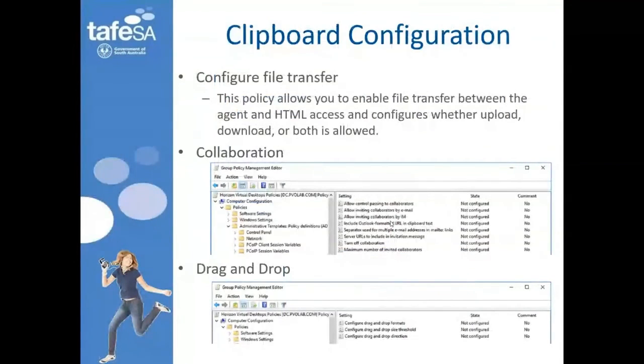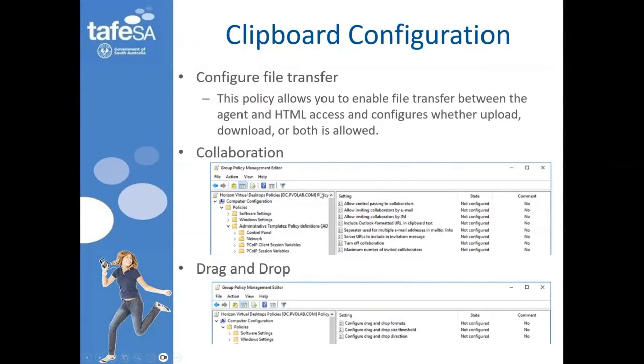And configure file transfer. This is not something we actually did, but it sounds interesting. This policy allows you to enable file transfer between the agent and HTML access, and configure whether uploads and downloads are allowed. So we didn't do this in our worksheet, but it's something that you can obviously do yourself if you're interested. Basically, if you think about it, it's almost like our VMware Tools for our VMware Workstation, which allows us to copy and paste in and out of the virtual machine. This is almost like us doing the same thing from our endpoint device into the virtual desktop machines.